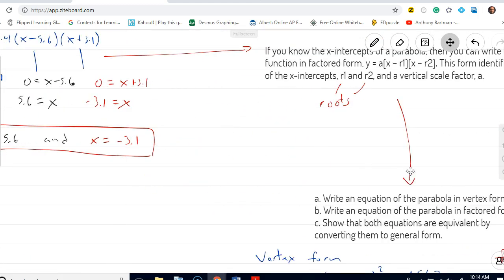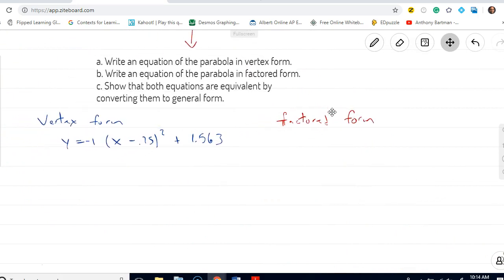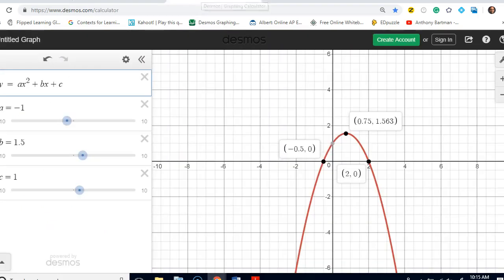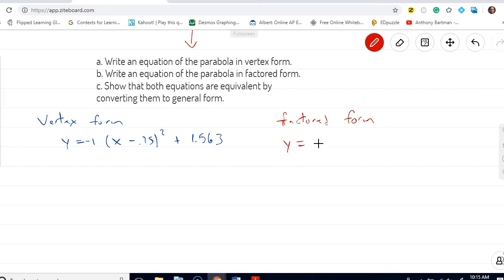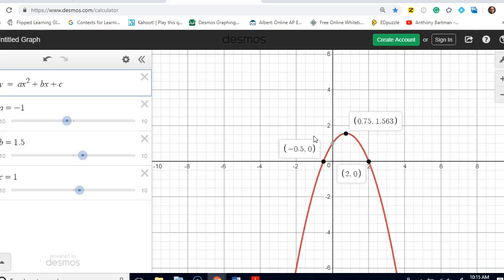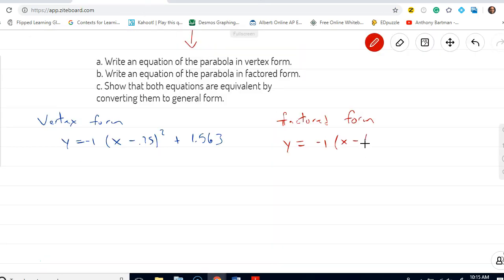Okay, now let's go through and write this in factored form. So do we know on this graph what the zeros are? Well, negative 0.5 and 2. So I can say y equals negative 1, because that's my a value, times (x minus negative 0.5) times (x minus 2). And there it is in factored form. So now I should be able to convert both of these to general form. This would be really part A. This one's part B. And now we can try to convert them.